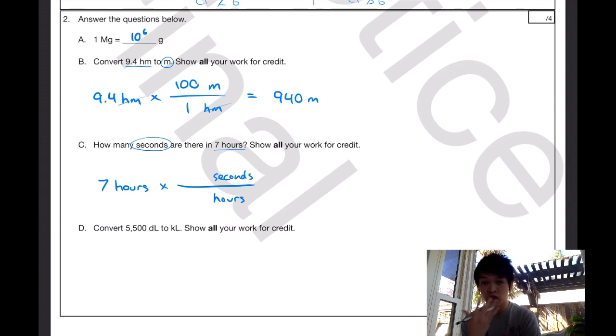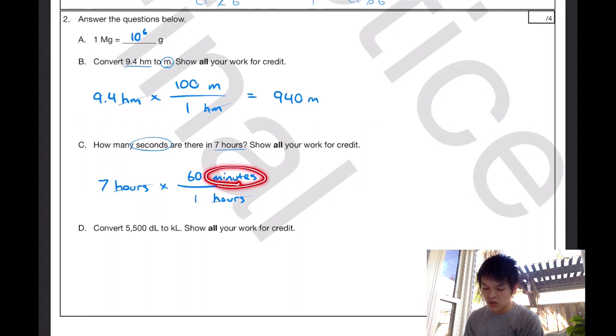Do we know a relationship between hours and seconds? Most people don't know this, so maybe we shouldn't write seconds on the top. We do know a relationship between hours and minutes, so we're going to use minutes on the top instead of seconds. So erase this, write minutes. Alright, what is the relationship between hours and minutes? Well, for every 1 hour there's 60 minutes. So 1 hour, 60 minutes. That's where those numbers belong. The unit that cancels out is hours. We're left with minutes, and notice that we're not trying to convert to minutes, we're trying to convert to seconds. So that means we keep going.